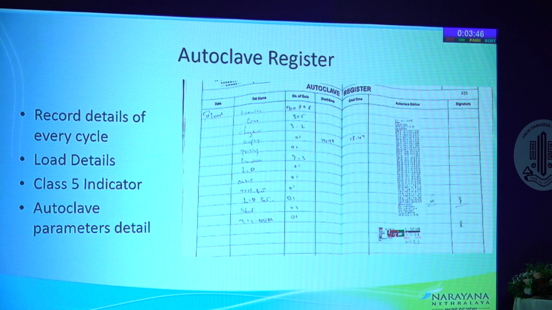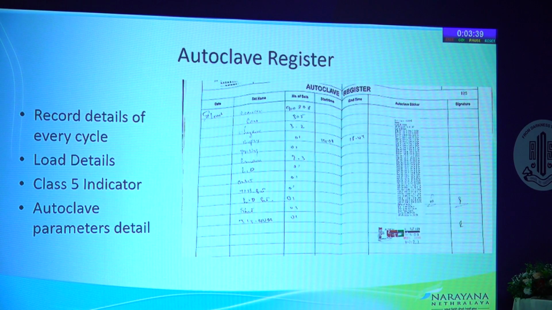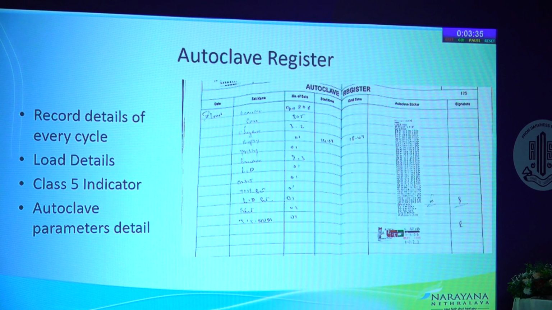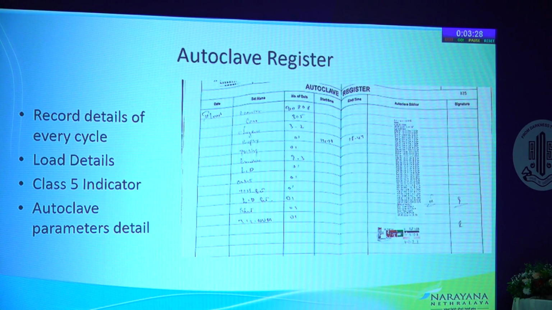So in the autoclave register, very important, what was the load of the day? You may run it multiple times. What are the load details? What contents were in that? Which set number? Whether it was linen set 1 or 2 or 3. And then you will also have your indicators. And here you can see a class 5 indicator. Kumran showed you a big one. That was a different company. And then this is our autoclave register record for that cycle.